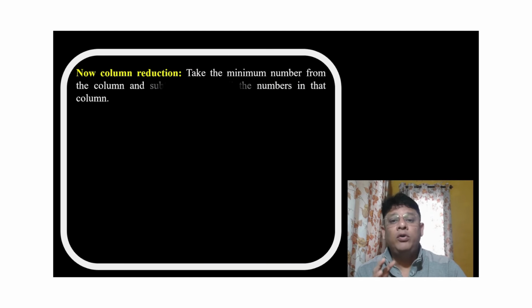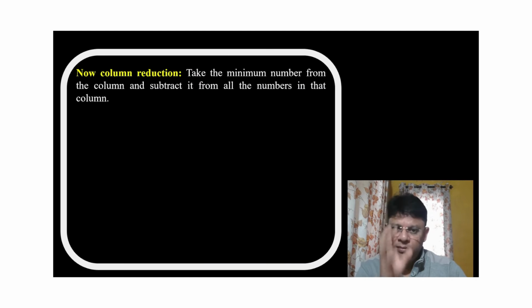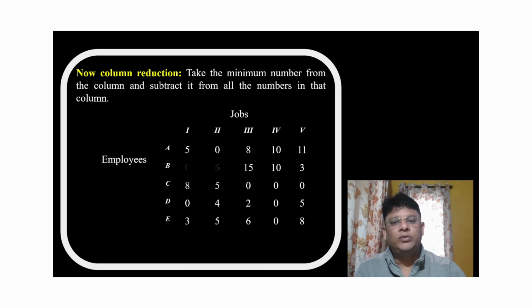Now how will you do the column reduction? Same way, take the minimum number of the column and subtract all the numbers from that minimum number, right? So let's move on. Now in this particular column, you have 0 as the minimum number. So when you reduce, 5 minus 0 is the same, 0 minus 0 same, 8 minus 0 same, 0 minus 0 same, and 3 minus 0 same. So this column will remain the same. Now go for column 2. Again it has 0, so this will remain the same.